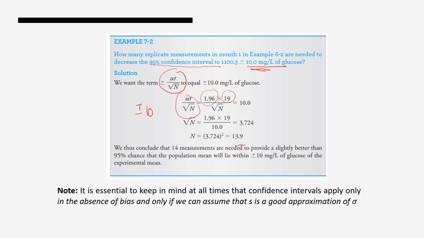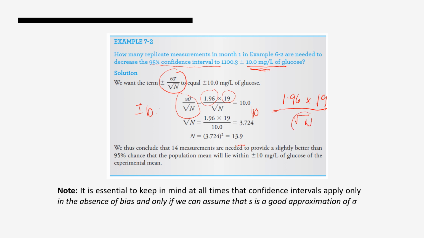Okay, so you just plug the data here. So the z is 1.96. The number of your s, or an estimate of your population, is 19, divided by your number of measurements. Your confidence interval right here is 10 milligram per liter of glucose. We want to find the n.